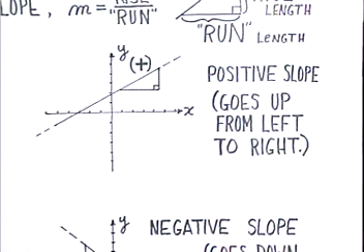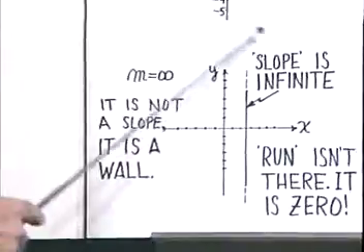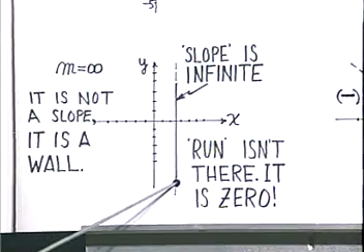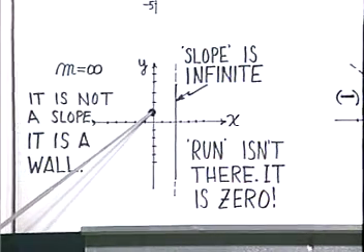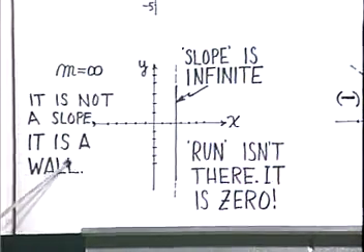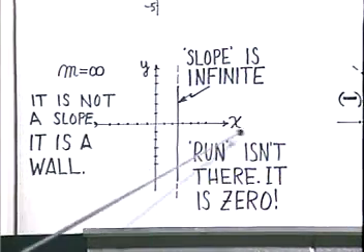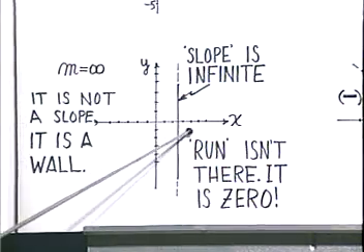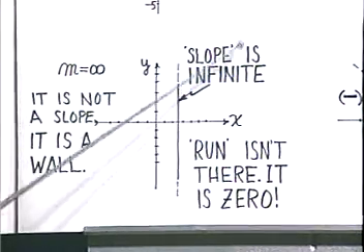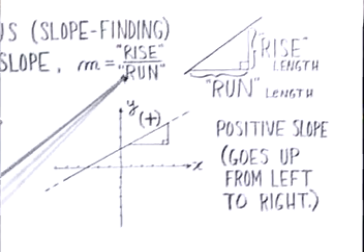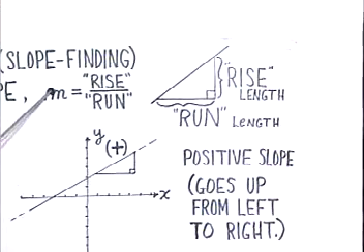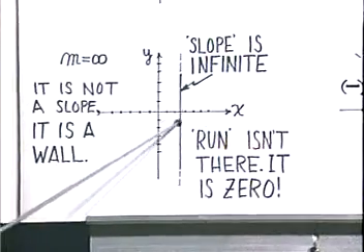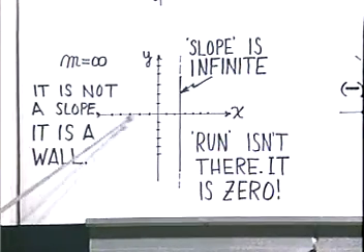Now take a look at this portion here. We look at this line here, which is parallel to the y-axis. That's not a slope, it's a wall, you might say. The run isn't there. It is zero. There's no run. So if you put in a zero where the run is in this equation here, you'll see that the slope is infinite. This applies to all lines parallel to the y-axis.